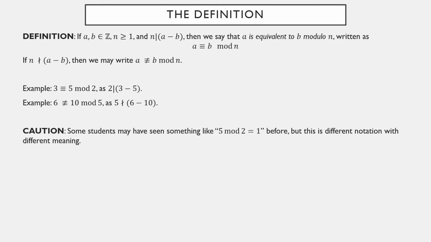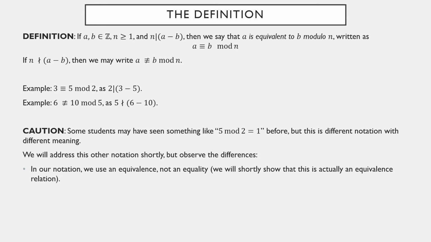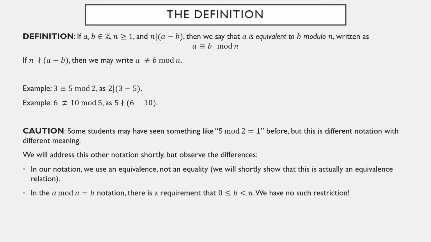Now, some of you may have seen notation that might look like what I have here, 5 mod 2 equals 1. This is different notation with slightly different meaning. We'll address the difference between the two notations and what this notation here means, but in our notation we use an equivalence and not an equal sign. Also, in the a mod n equals b notation, it's actually very much required that b, the thing on the other side there, must be in between 0 and n. We do not have any such restriction on b. a and b can both be arbitrary integers in our notation.